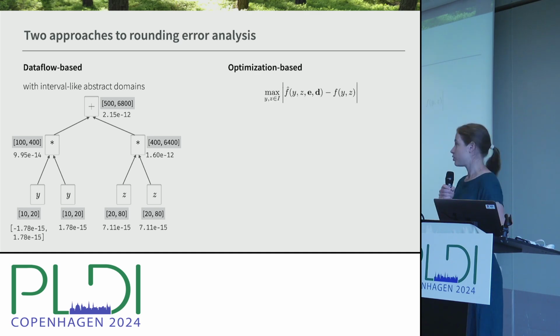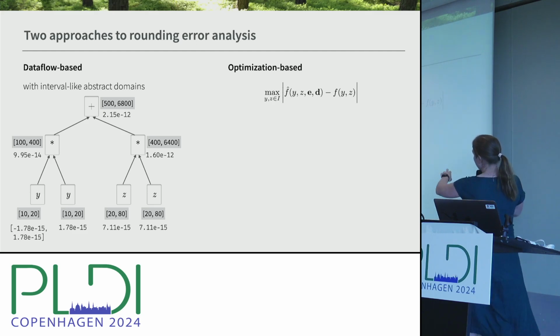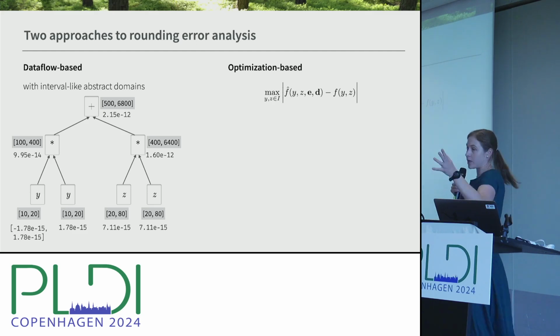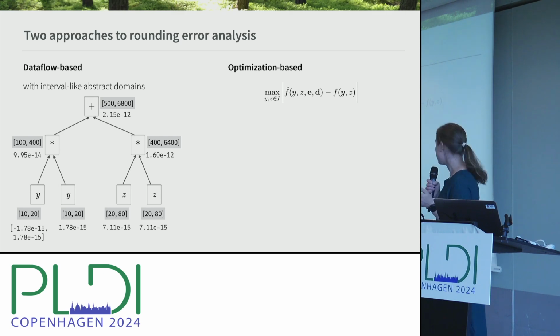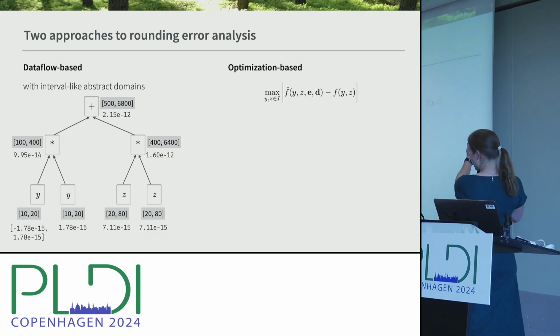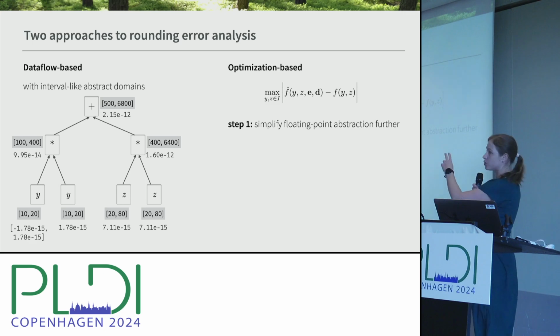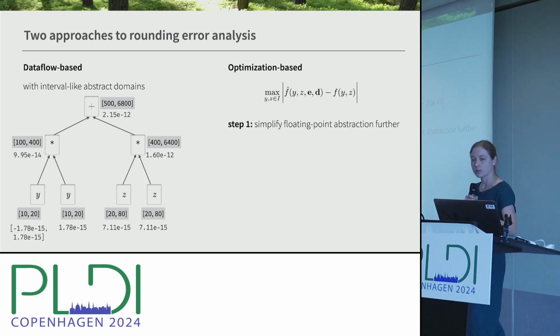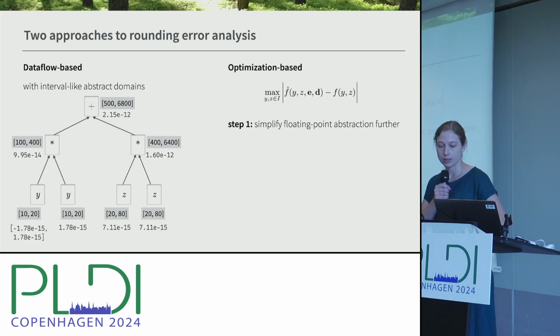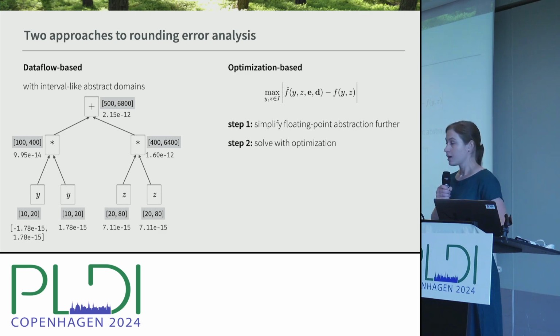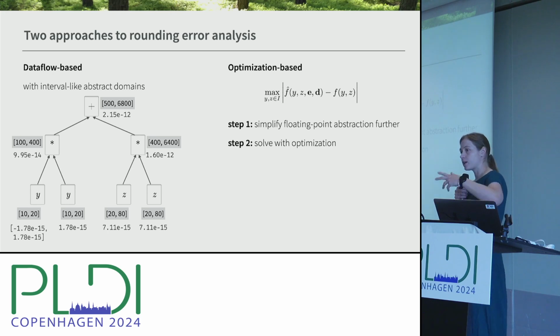The second approach is to take the definition of the absolute error and look at it as an optimization problem. What it is, where we're maximizing the difference, so that's an optimization problem. But it is too complex to solve as is. So what we need to do is simplify it a little bit further. And I'll tell you a little bit later how to do that, or one way to do this. And once we have done a little bit more simplification, then we can throw an optimization tool at it and actually compute a bound for the error.